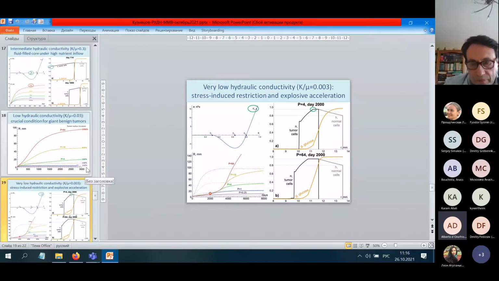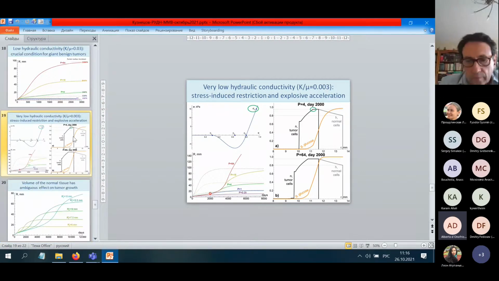Very interesting presentation, because not enough research effort is devoted in mathematical oncology to benign tumors. I'm very interested to understand a little better the physical reason why very low hydraulic conductivity helps the velocity of growth of the tumor and reaching also the giant benign tumor steady state. Thank you very much.